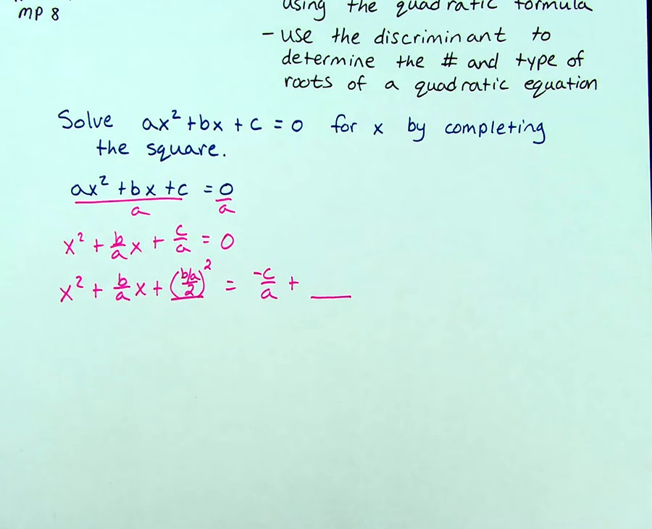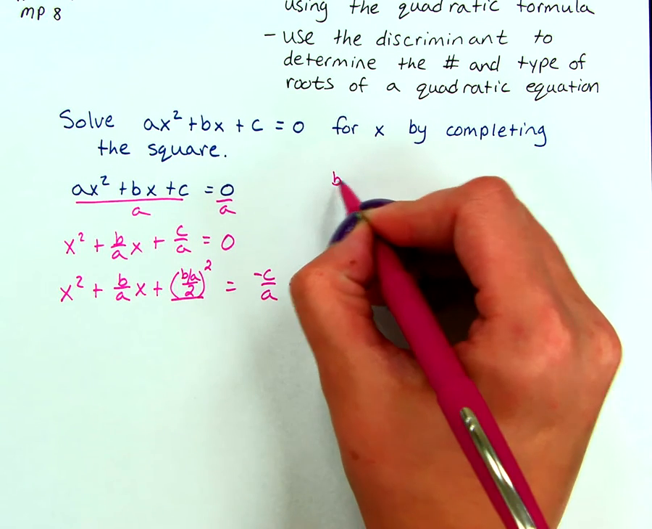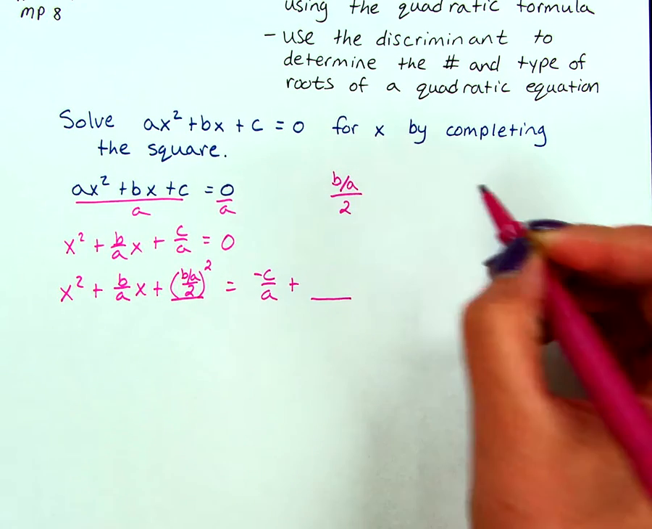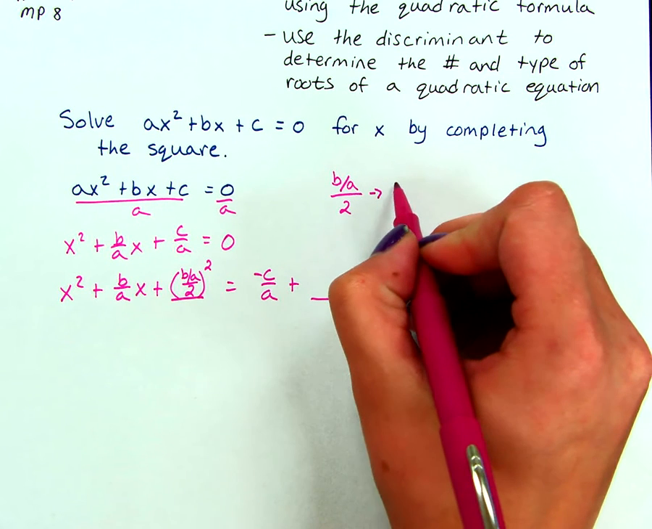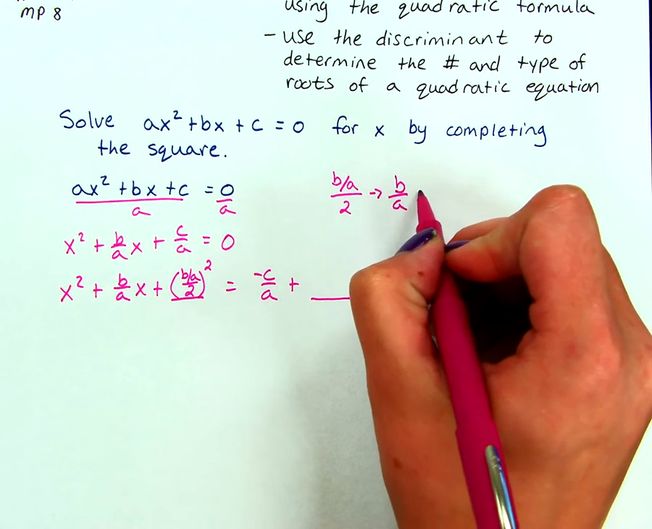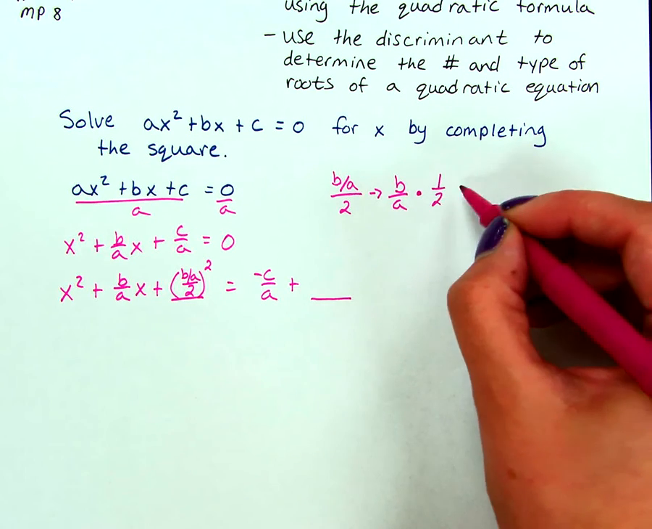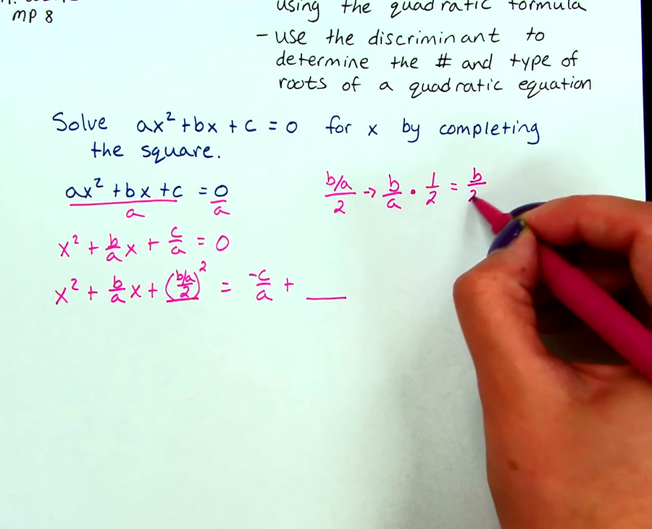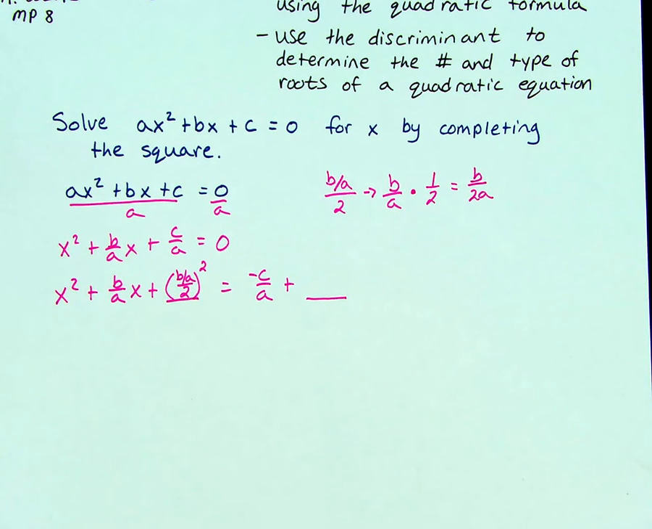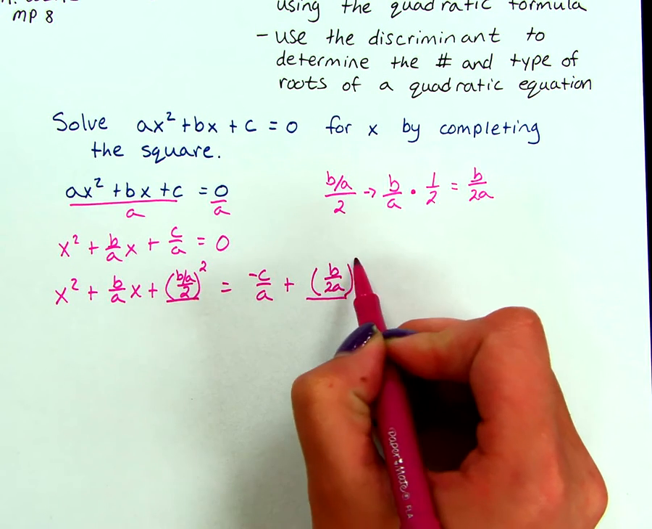So before I continue, I'm actually going to simplify what's inside here. So if I have b divided by a divided by 2, we're going to keep change flip. So we keep the top, so b divided by a, switch to multiplication, and then we flip the 2 to be 1/2. And then we multiply straight across. So this is b divided by 2 times a. So I'm going to write that on this side. So b divided by 2 times a squared.